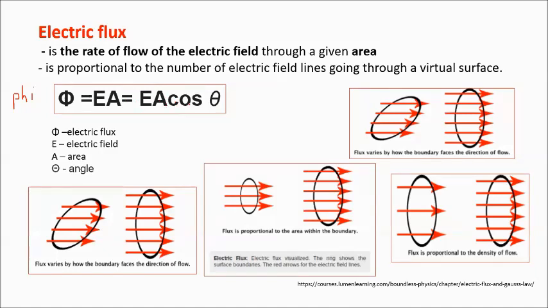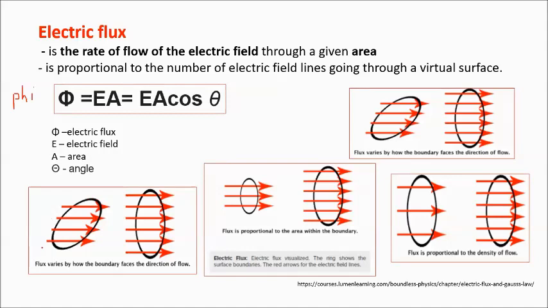Electric field times area, then cosine of the angle, if there is an angle between the line perpendicular to the surface and the direction of electric field. Okay. Now, flux varies by how the boundary faces the direction of flow. We look at our diagram.